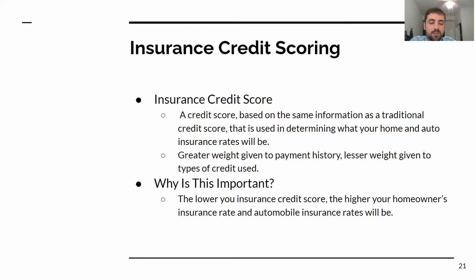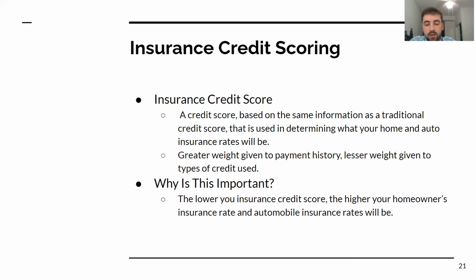In recent years, insurance companies have turned to credit scoring models to help them identify customers who are most likely to make claims. From this strategy, companies have developed the insurance credit score. This score is based off the same information as a traditional credit score, but it's used to determine your home and auto insurance rates instead.